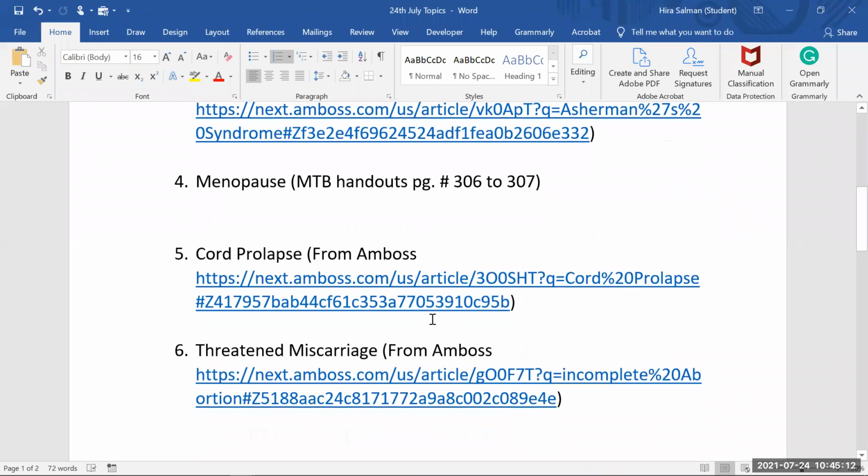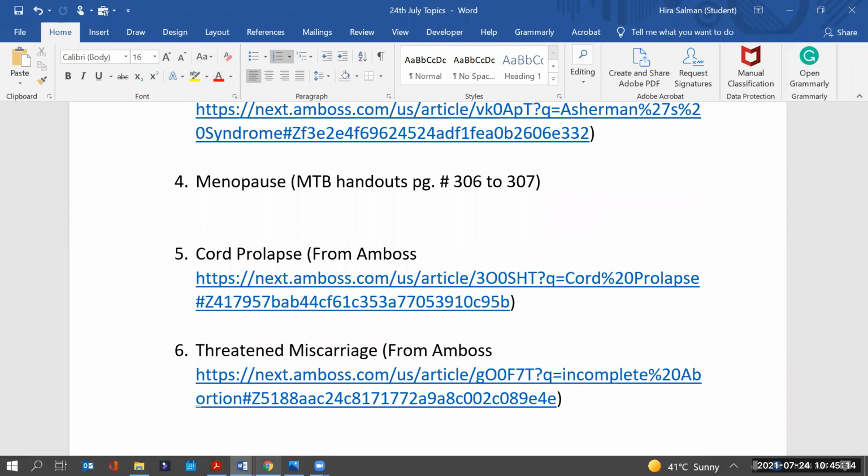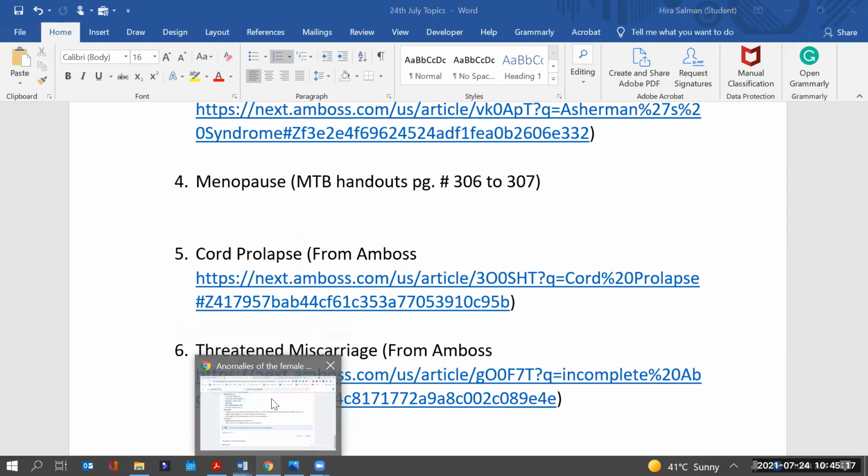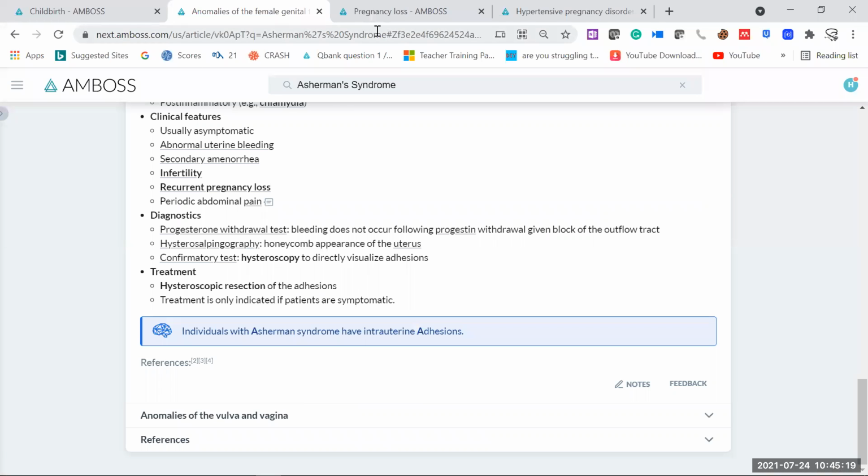So now we'll go to the cord prolapse. For cord prolapse, again, it's not very much in detail, so I will just take you through ambers.